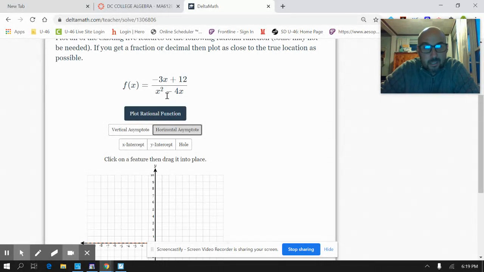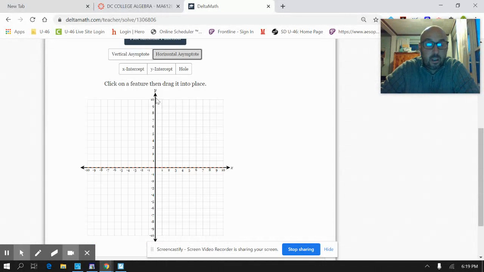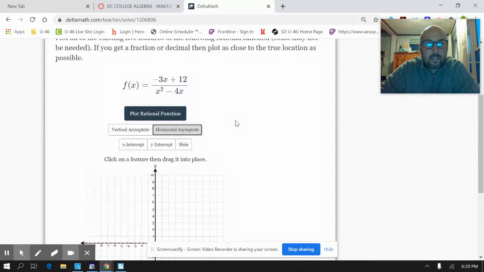A y-intercept, if you plug in 0 for x, well, the top would become 12, but the bottom would become 0. So plugging in 0 for x leaves you with an undefined value. So that means there is no y-intercept. This graph will never hit the y-axis.